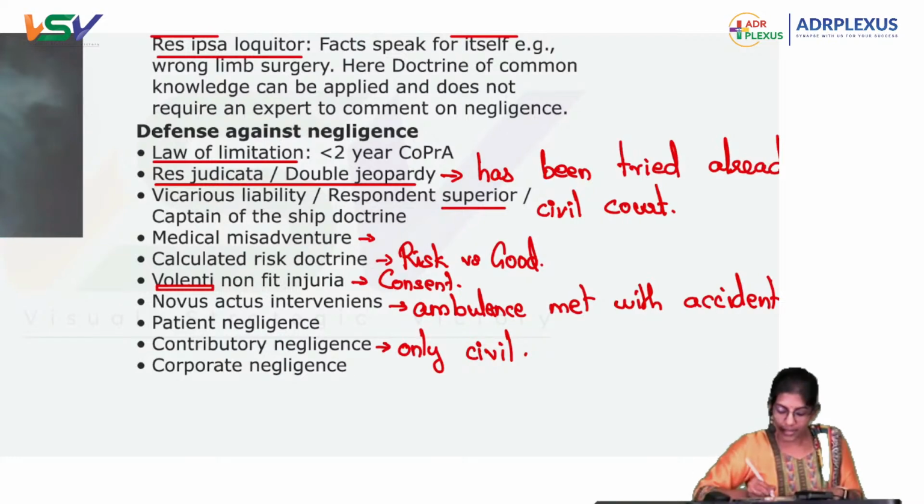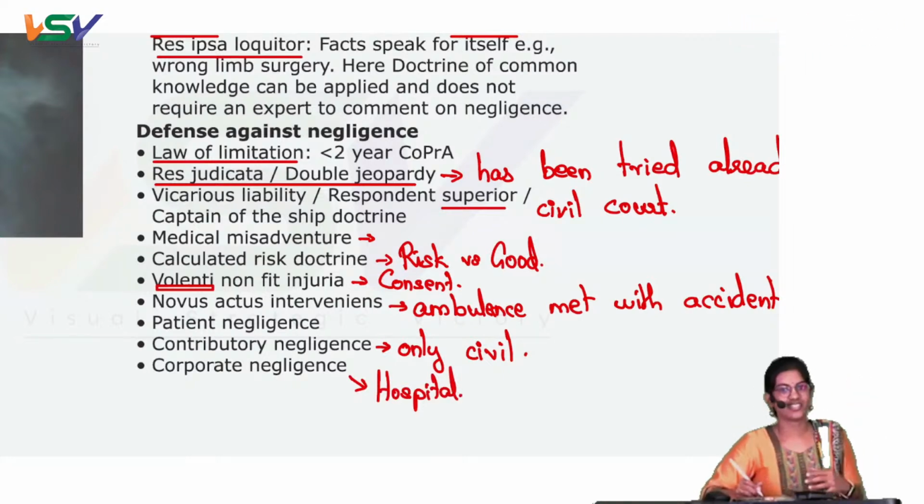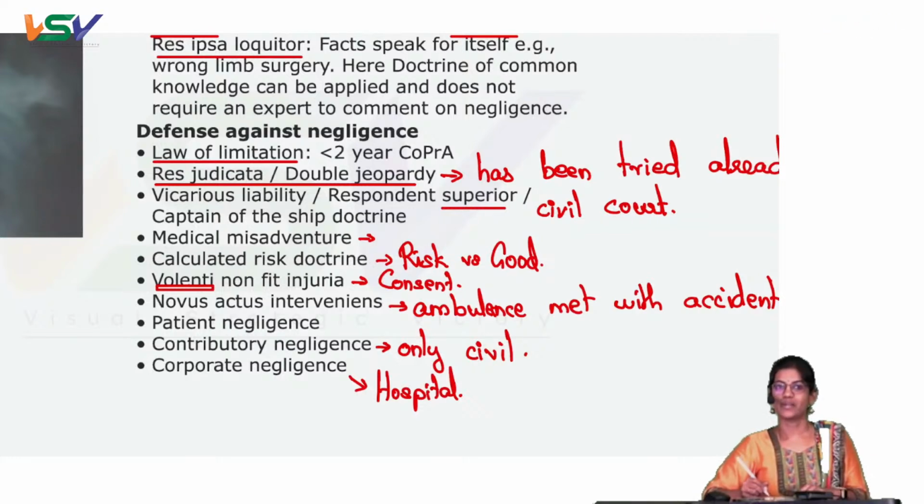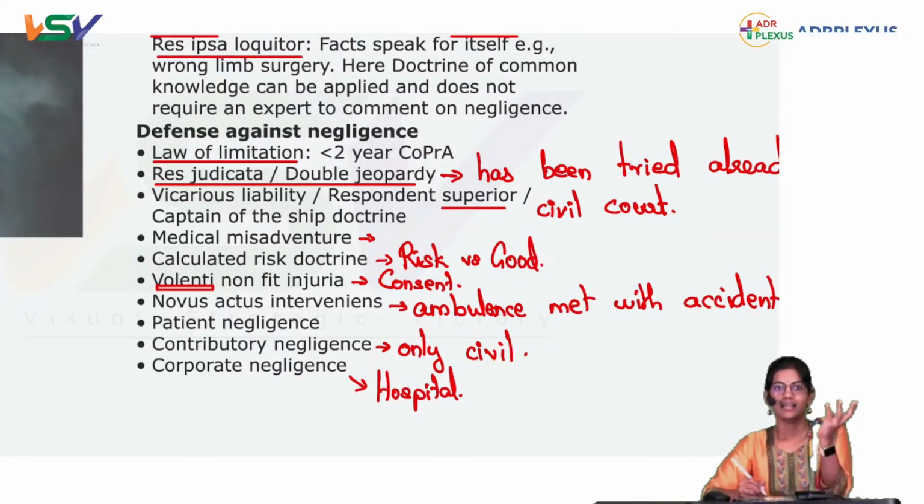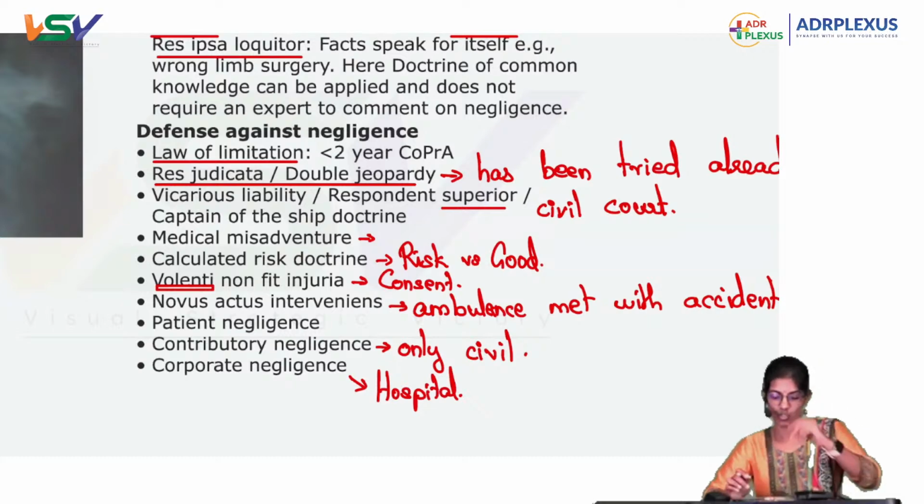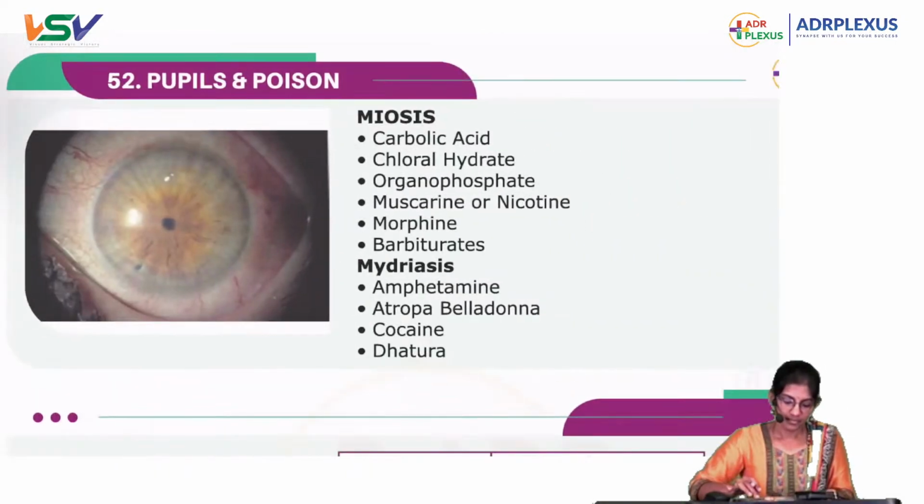Corporate negligence means that the hospital, or in case of product liability, the manufacturers are responsible. So that's corporate negligence. So these are the defenses against medical negligence. Remember the names: res ipsa loquitur, law of limitation, res judicata or double jeopardy, volenti non fit injuria.